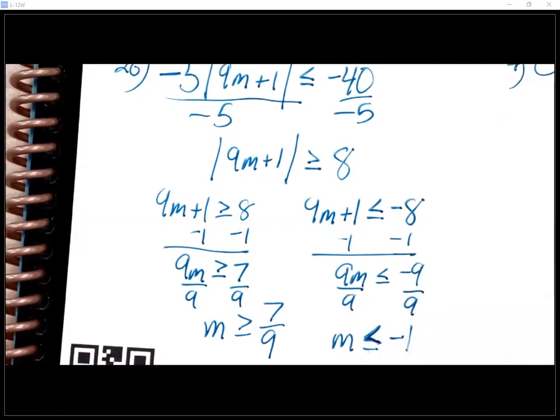Oh, good. This one worked out. I didn't know what the answer was going to be, but I'm happy with it. So now I stop and I ask myself, are there numbers that are greater than a positive 7/9 and also less than -1? Can you have a number that satisfies both of these at the same time? No.